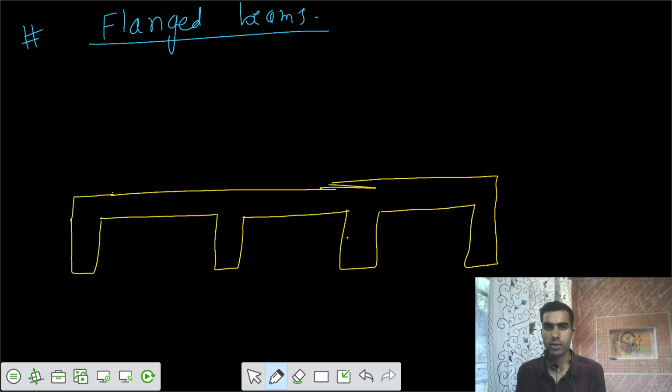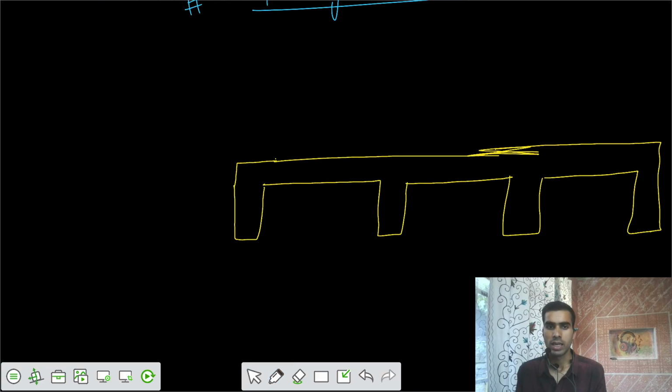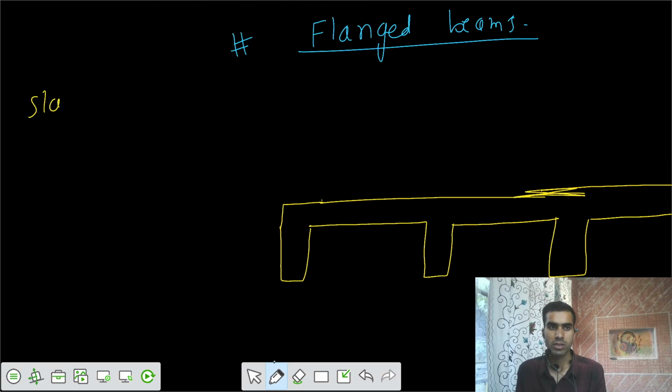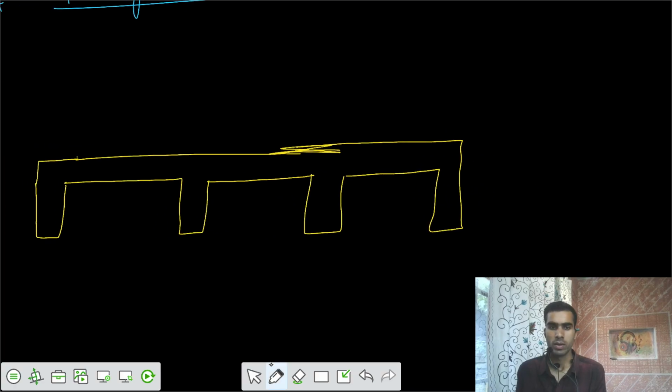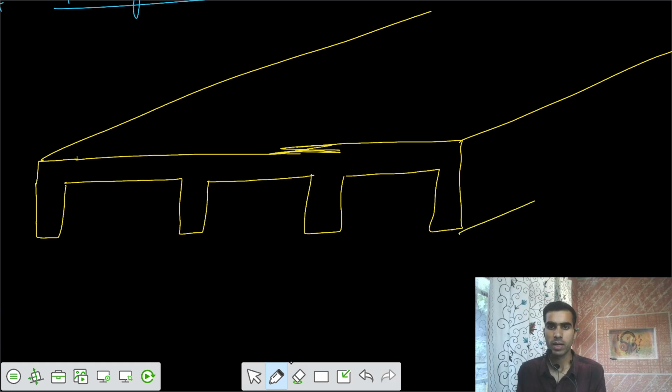So that we call monolithic construction. Slab and beam casted together, that you call monolithic construction.